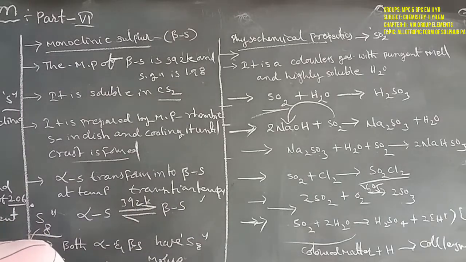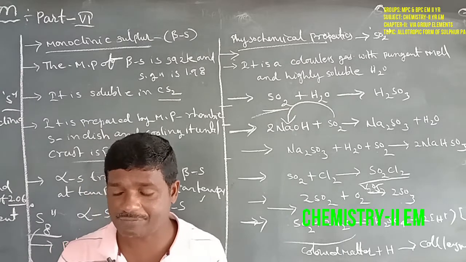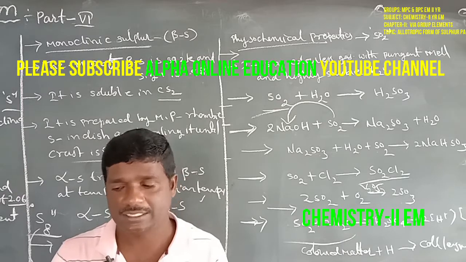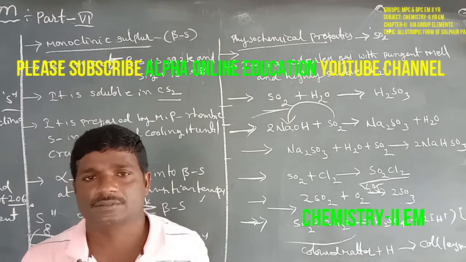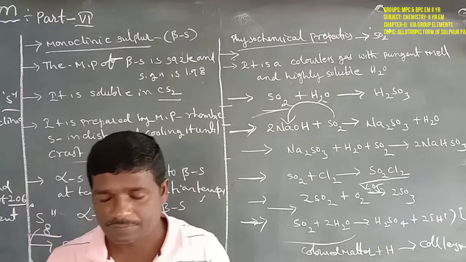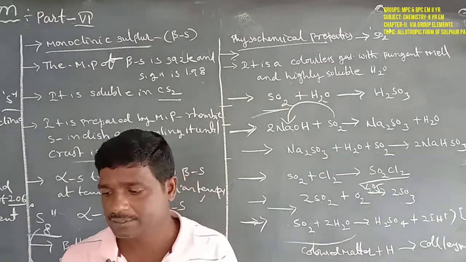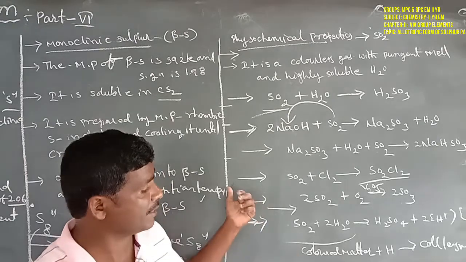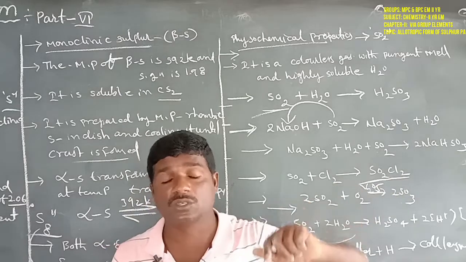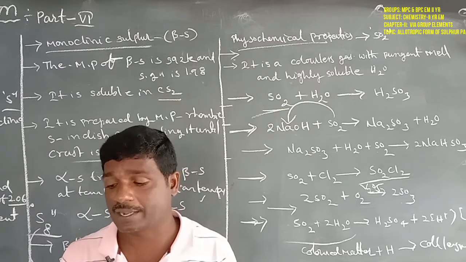Next, uses of sulfur dioxide. Sulfur dioxide is used for refining petroleum and sugar, and for bleaching wool and silk. That is the uses of sulfur dioxide. It is used for the manufacture of sodium sulfite, Na2SO3, for the manufacture of sulfur trioxide, and for the preparation of sulfuric acid by the contact process.